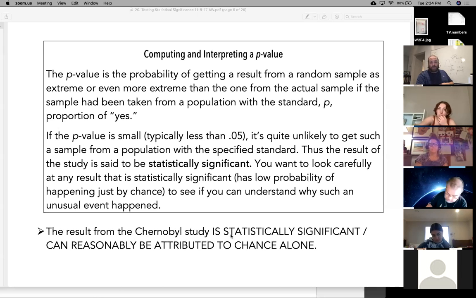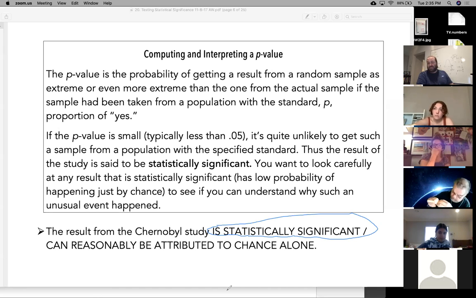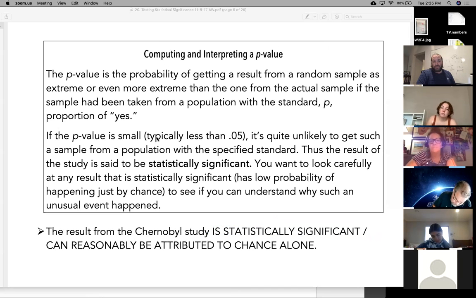In our case, the result from the Chernobyl study is in fact statistically significant because the likelihood of it happening by chance alone was essentially 0%. That is such an unlikely occurrence that if it does happen, it's not chance alone in our minds, but rather something else. What is that something else? The fact that our assumptions were wrong. So of course we need a more systematic way of doing this, and we'll get it.